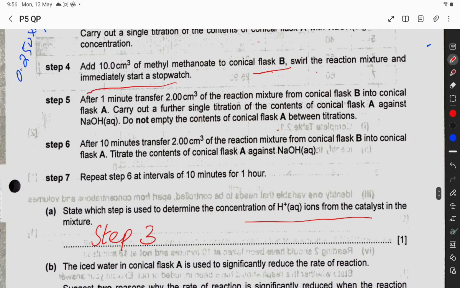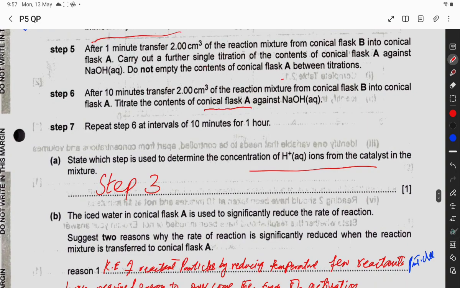Step 6. After 10 minutes, transfer 2 centimeter cube of the reaction mixture from conical flask B into conical flask A. Titrate the contents of conical flask A, which has 2 centimeter cube of reaction mixture from conical flask B, with the sodium hydroxide. Repeat step 6 at intervals of 10 minutes for 1 hour.